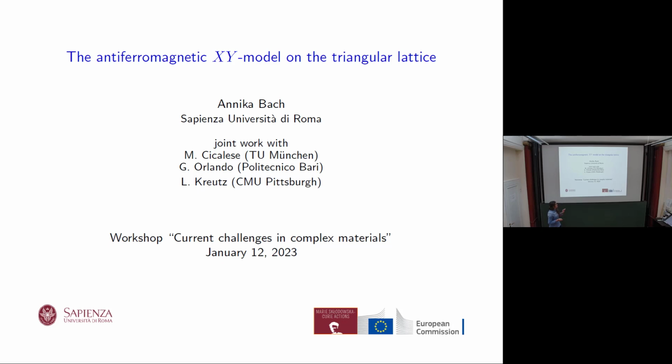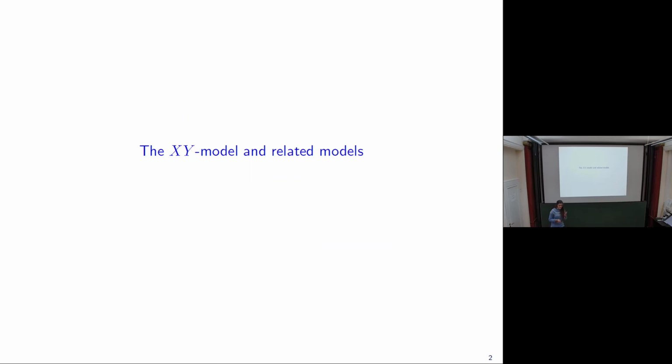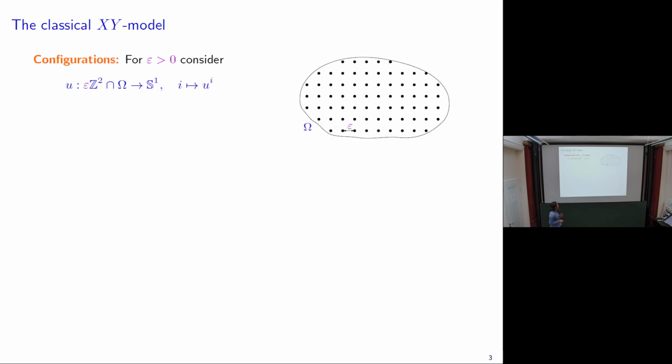I'm a bit sorry, I prepared an introductory part about the XY model and related topics, but now during the workshop we have already seen the related models at least a couple of times, so I can be quick on that. But just to set up the context in which we are working, we are given a small parameter epsilon greater than 0, and we are considering configurations which map from the epsilon square lattice for the moment, we will later go to the triangular lattice, contained in a domain omega to the sphere S1. So to every point in the lattice, I assign a direction in S1.